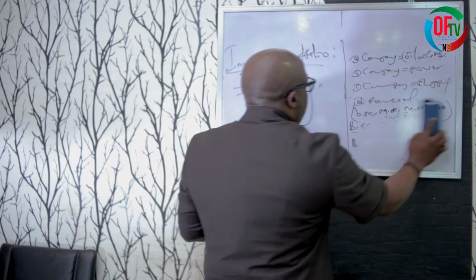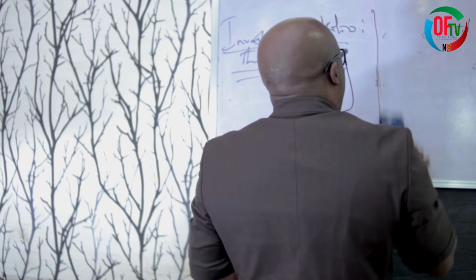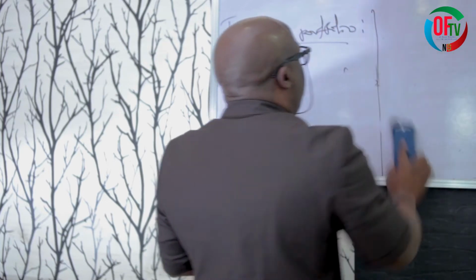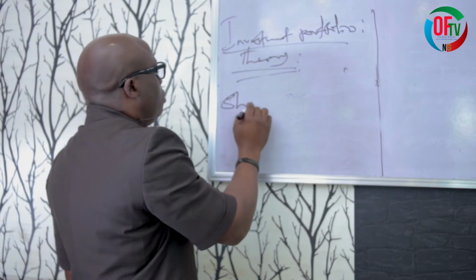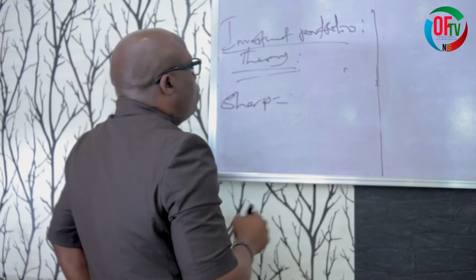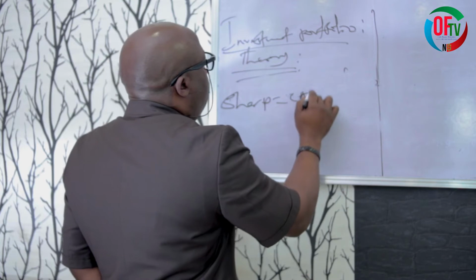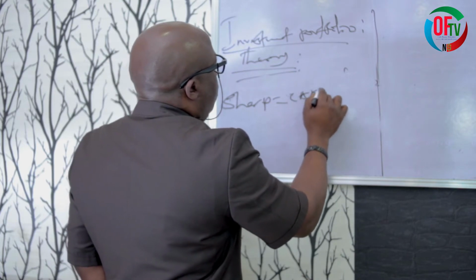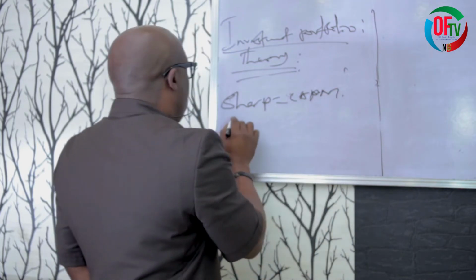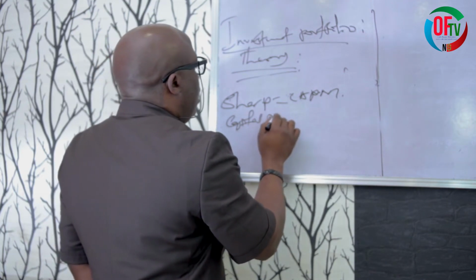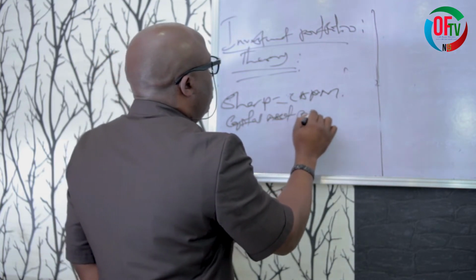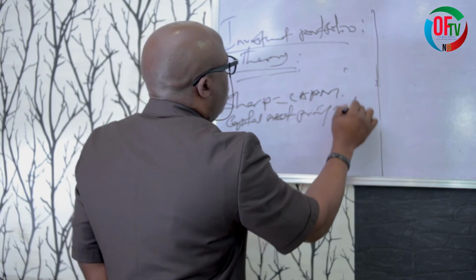Now let's quickly go to the second theory by Sharpe. This second theory was propagated by Sharpe and it's called CAPM. It's called Capital Asset Pricing Model.